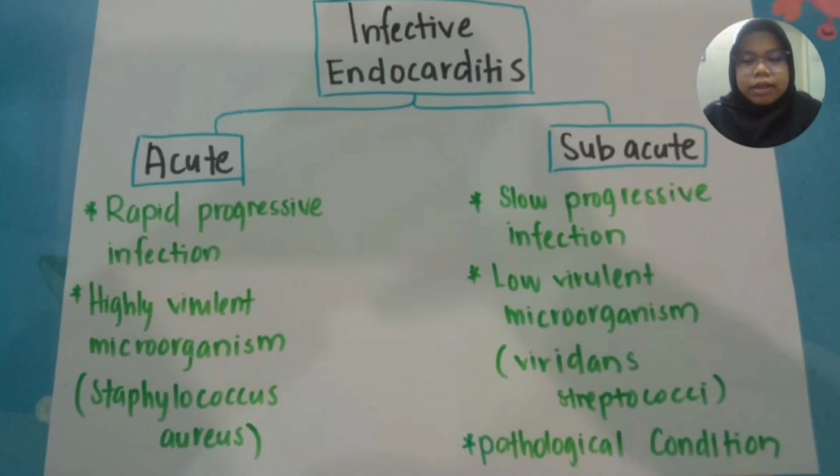Acute infective endocarditis is a rapidly progressive infection caused by highly virulent microorganisms such as Staphylococcus aureus. While subacute infective endocarditis is a slowly progressive infection caused by low virulent microorganisms such as viridans streptococci, and it also comes with pathological conditions like previously damaged heart valves due to rheumatic heart disease or congenital defect.